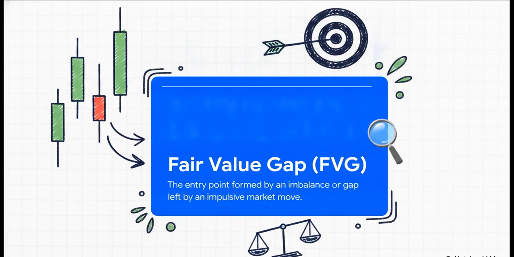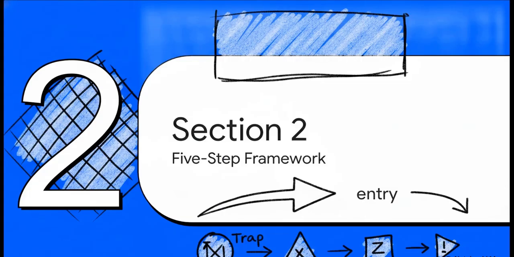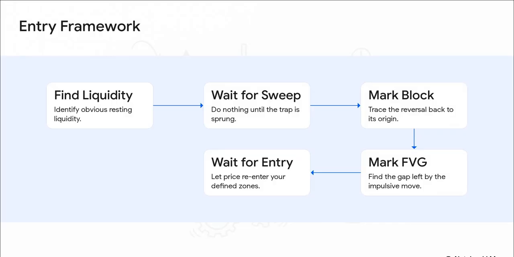So rather than just blindly entering anywhere inside that wider order block, we're going to use the fair value gap to pinpoint a much cleaner, sniper-like execution. Let's move on and see how this all builds together in section 2, the 5-step entry framework. All right, here is your exact sequence.